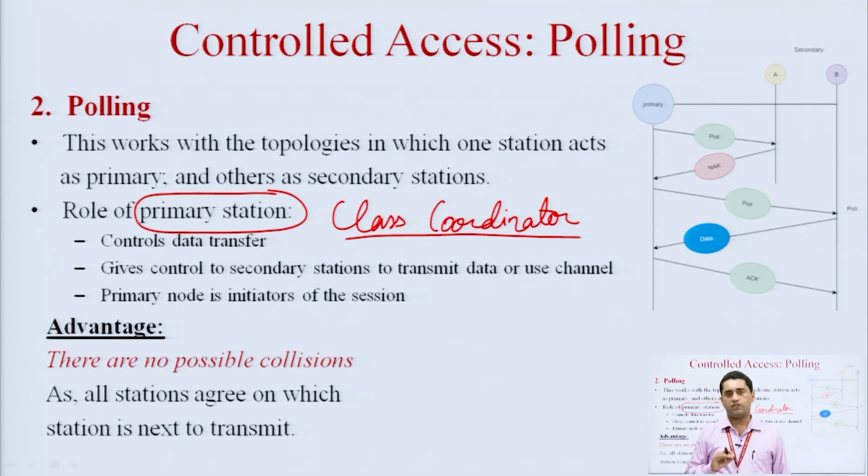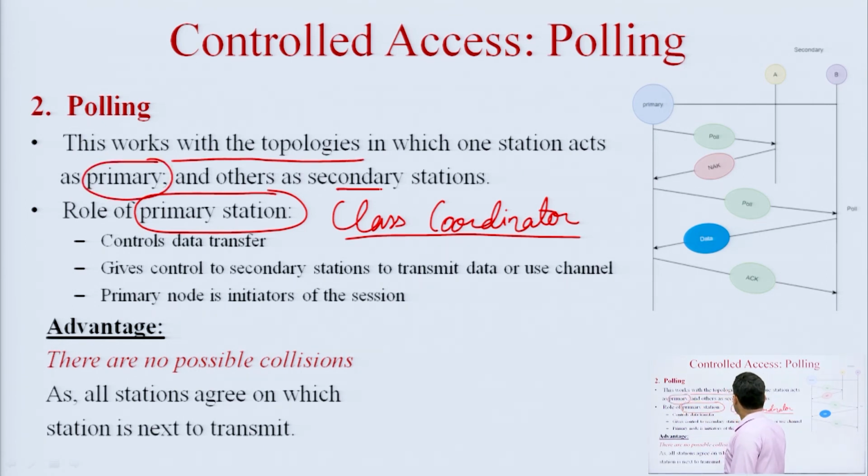So, this is the difference between polling and reservation. Reservation means everybody is giving their consent. Polling means there is a central authority, who will say, okay, you will take a class, you will take the second class, you will not take the class, like this. So, in polling, as I said, it depends on the topology, and the primary station will decide when the access will be given to the secondary stations.